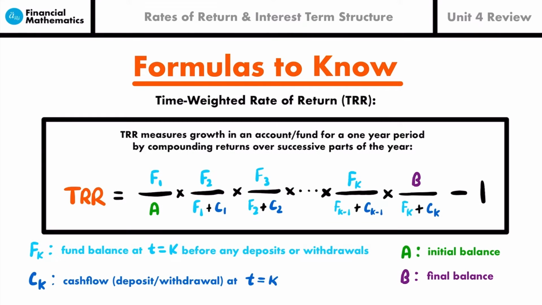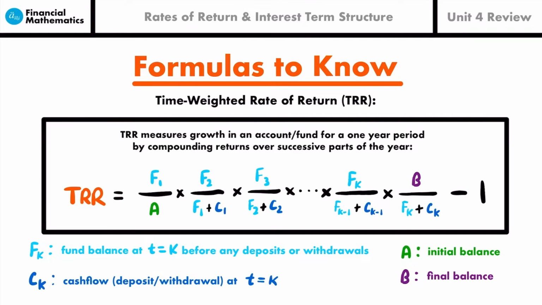Next up, let's take a look at the time-weighted rate of return, or TRR, and the time-weighted rate of return measures growth in an account or fund for a 1-year period, very similar to a dollar-weighted rate of return, except that growth is measured by compounding returns over successive parts of the year. All right, and the formula looks a little bit complicated at first, but remember, in time-weighted rate of return problems, you will be given information very similar to what you would be given in a dollar-weighted rate of return problem.